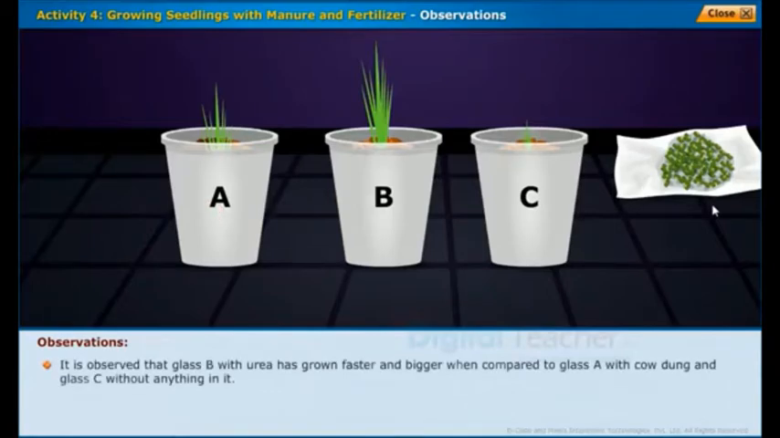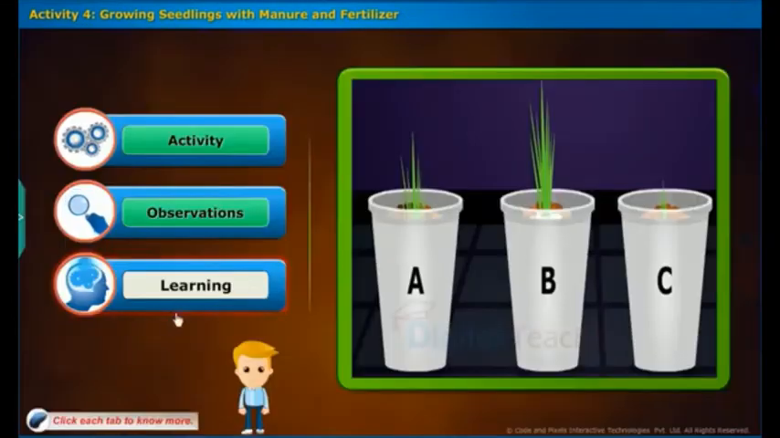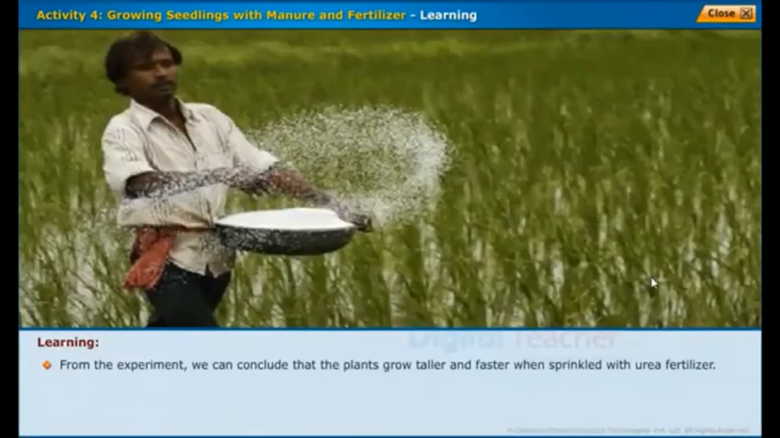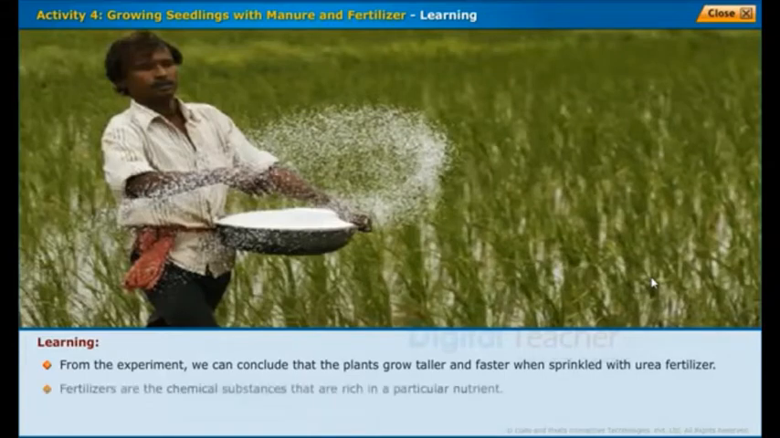It is observed that glass B with urea has grown faster and bigger when compared to glass A with cow dung and glass C without anything in it. From the experiment, we can conclude that the plants grow taller and faster when sprinkled with urea fertilizer.